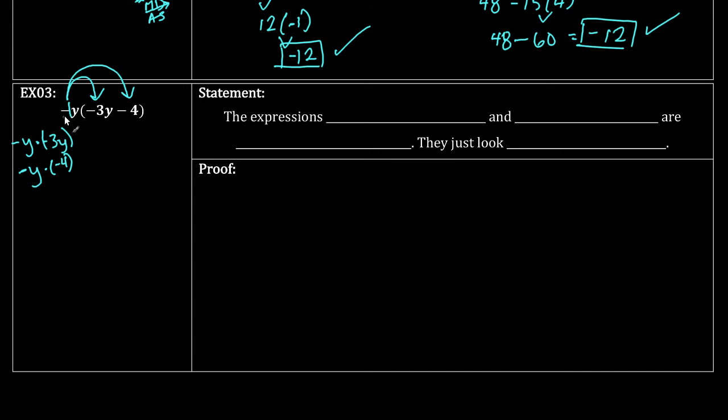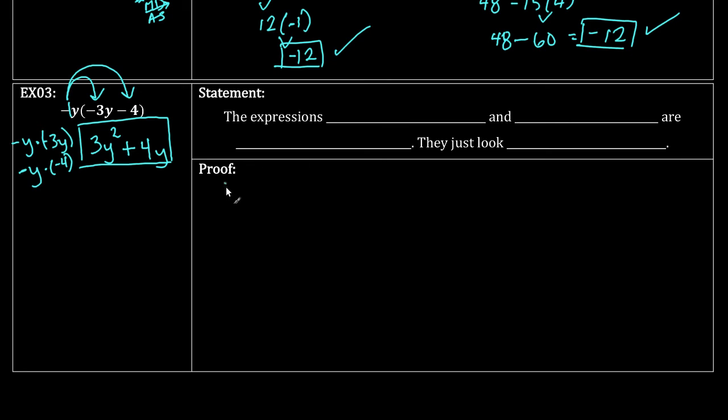So let's do this. So a negative times a negative is a positive. 1 times 3 is 3. Y times y is y to the second power. A negative times a, we treat this like a negative, is a positive. So plus 1 times 4 is 4. Don't forget the y. There was a y there. So y times nothing, no more y's over here. It's just y. So, the expression, you know this part right here. They're equivalent, they just look different.